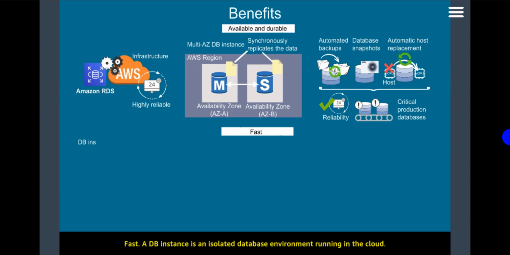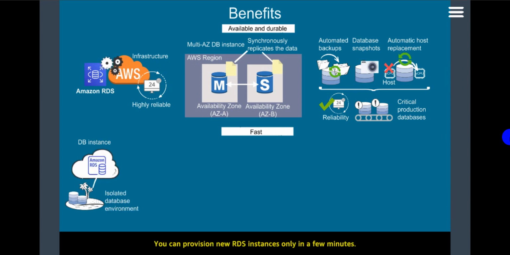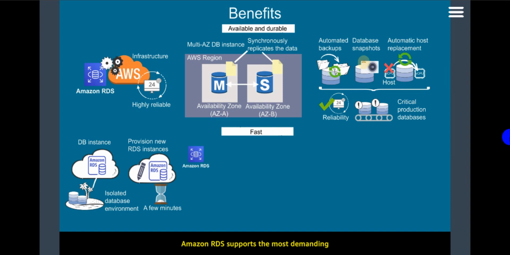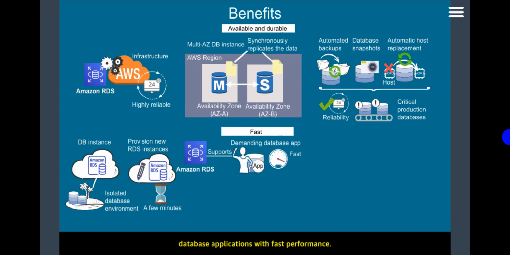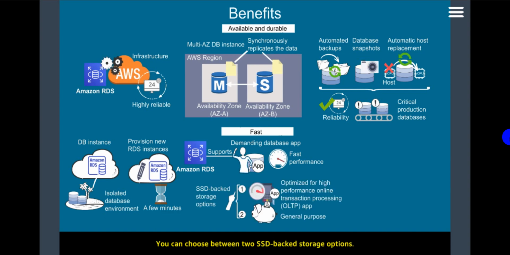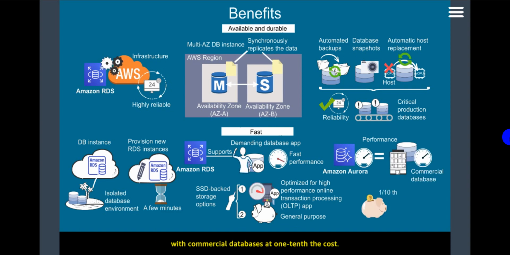Fast. A DB instance is an isolated database environment running in the cloud. You can provision new RDS instances in only a few minutes. Amazon RDS supports the most demanding database applications with fast performance. You can choose between 2 SSD-backed storage options. In addition, Amazon Aurora provides performance on par with commercial databases at 1/10 the cost.